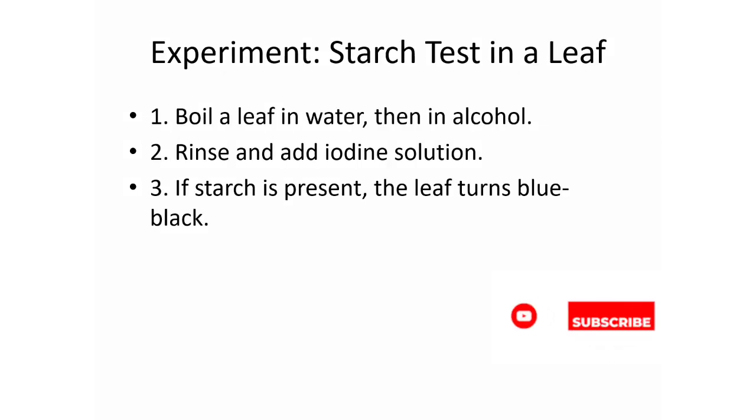This is basically a simple experiment, given in all the NCERTs, to identify whether starch is present or not. In this experiment, one has to boil a leaf in water, then in alcohol. Then the person needs to rinse the leaf and add iodine solution. If starch is present, the leaf will turn blue-blackish. Okay. So this is a simple experiment to identify the presence of starch in the leaf.